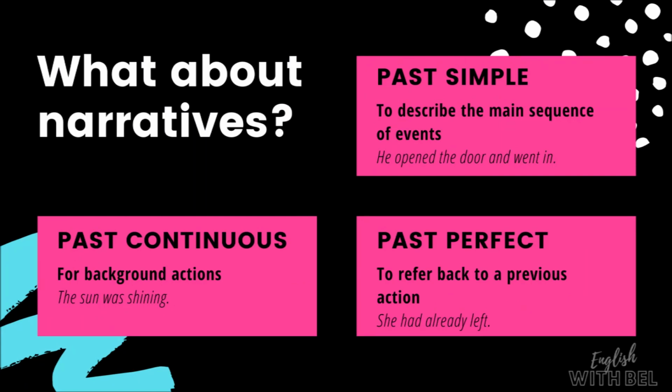Now, what about narratives? Or if we have to write our own story? We're going to use the past simple to describe the main sequence of events, the past continuous for the background actions, and the past perfect to refer back to a previous action.